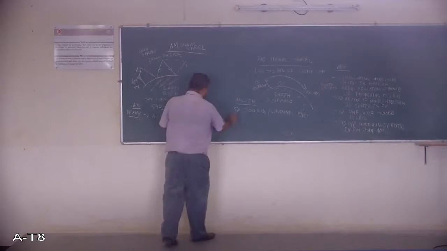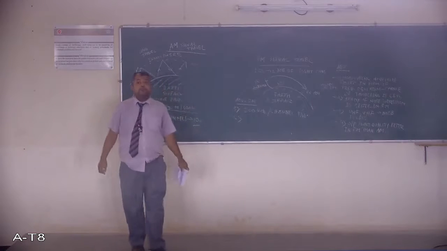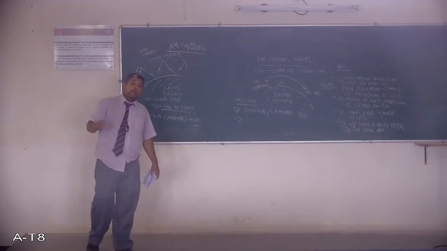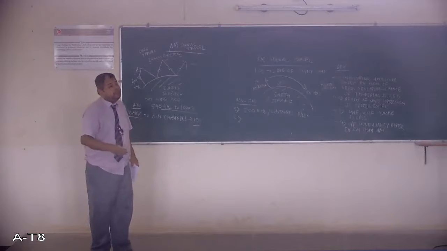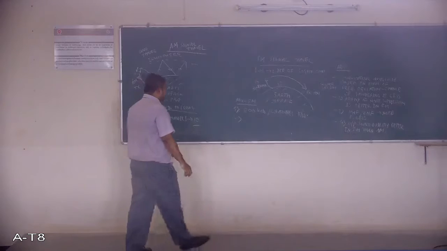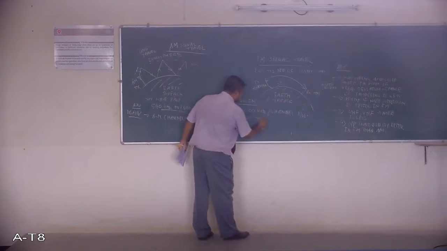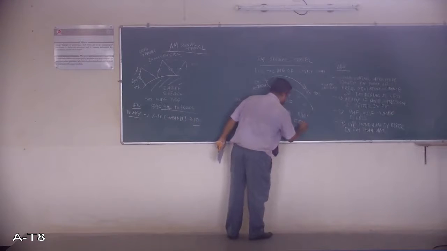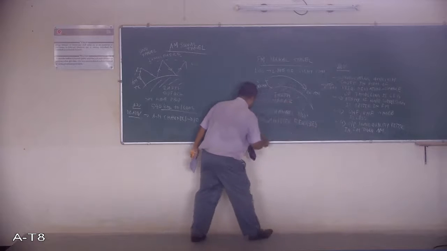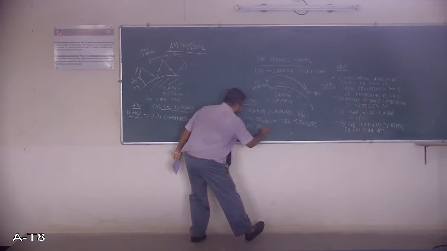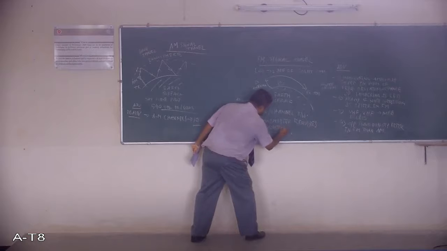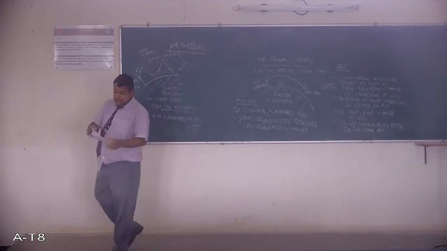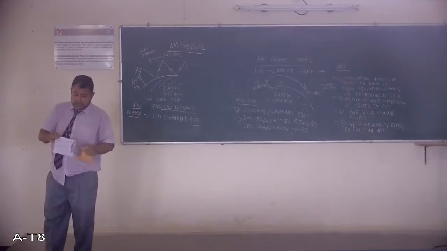Point number 6, the FM carrier doesn't require much power. That was the third disadvantage of amplitude modulation, that more power is required to transmit an amplitude modulated waveform from the transmitter to the receiver, whereas an FM transmitter requires less transmission power. Okay, so these are 6 very big advantages of frequency modulation.